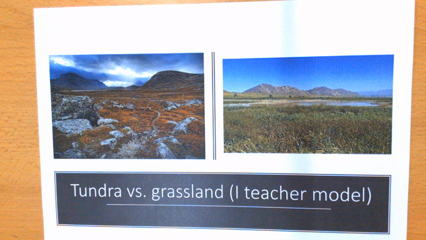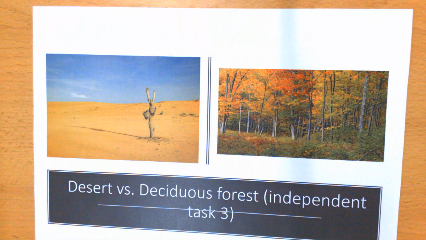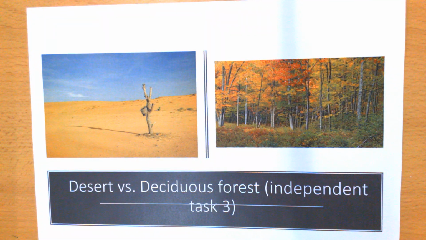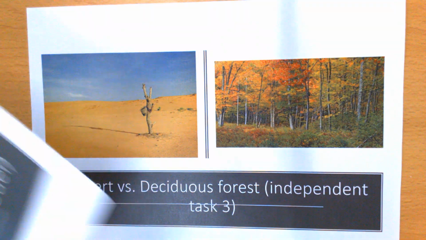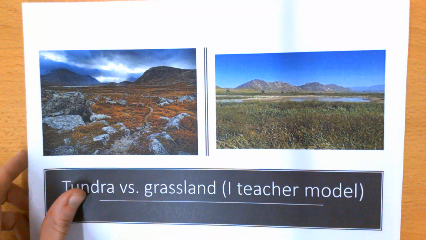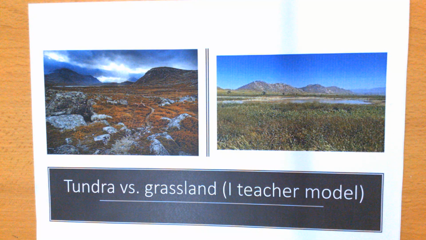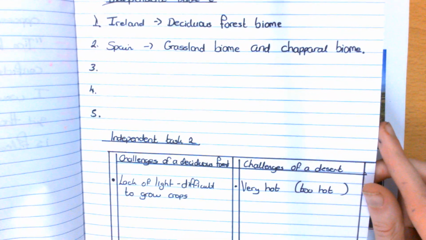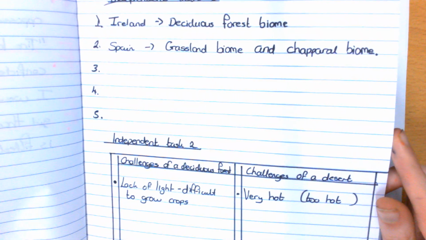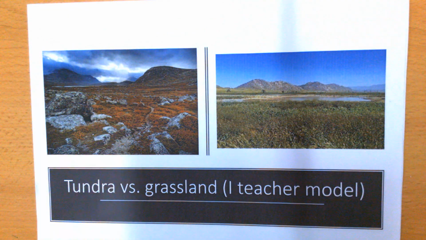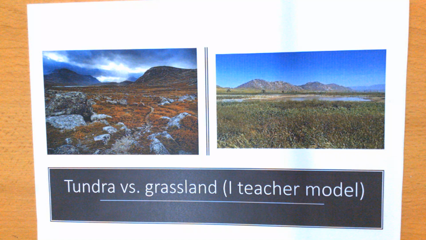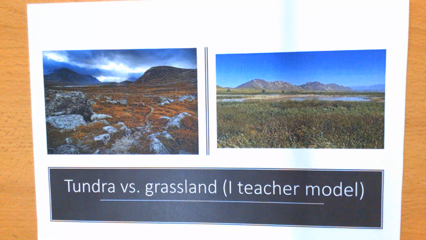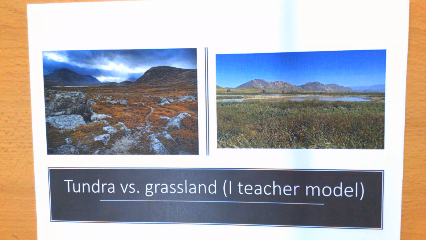That's my model. In a moment, your task is going to be a desert versus a deciduous forest. The reason I've chosen desert versus deciduous forest for you is because at this stage you should have come up with challenges for each, and you were going to simply put them into a paragraph and discuss the challenges of a deciduous forest versus a desert. My job is to discuss the challenges of a tundra versus grassland.